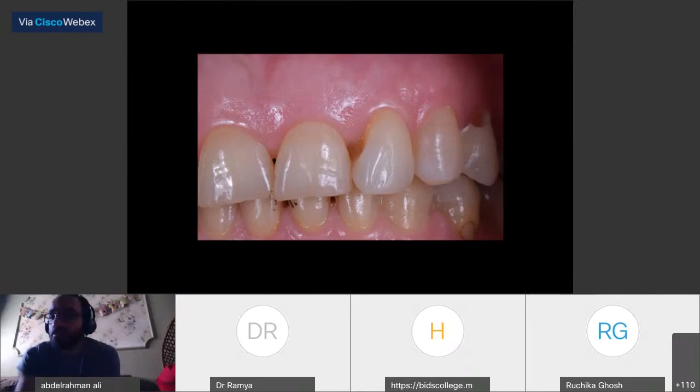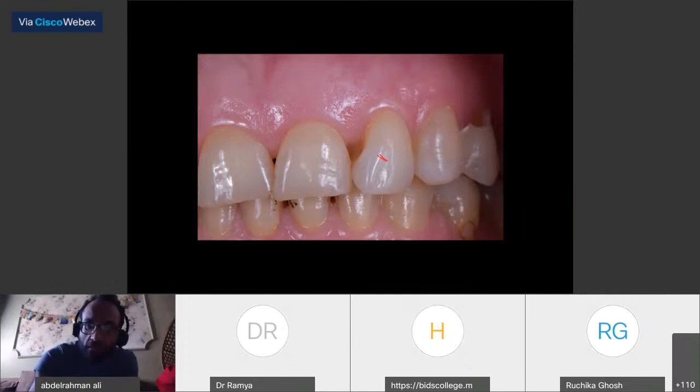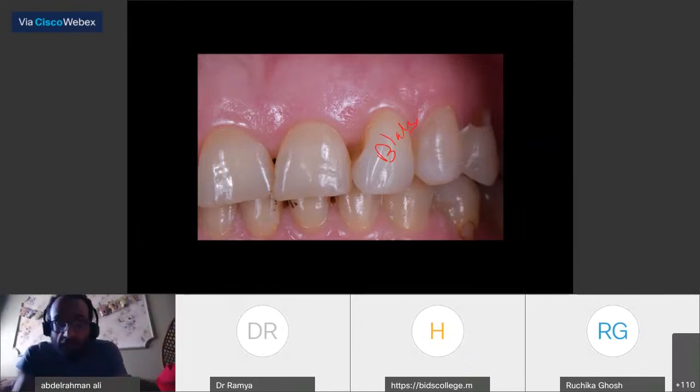So each class 3 is a black triangle. This is a black triangle. And if it was a carious cavity, it will be called a class 3.